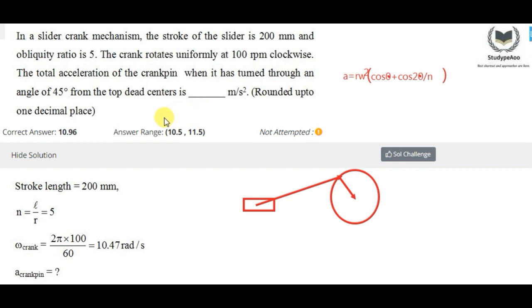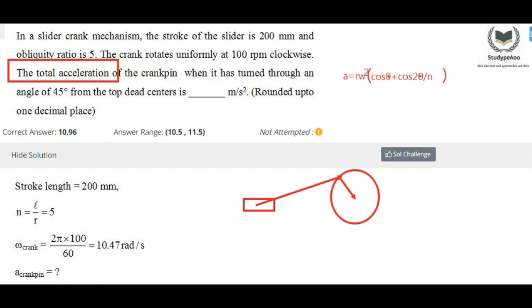Now I read the question and after some time you will know what mistake you can make in examination. So here we go. In a slider crank mechanism, the stroke of the slider is 200 mm and obliquity ratio is 5. The crank rotates uniformly at 100 rpm clockwise. The total acceleration of the crank pin when it has turned through an angle of 45 degree from the top dead center is. So in this question you are supposed to find out the total acceleration.